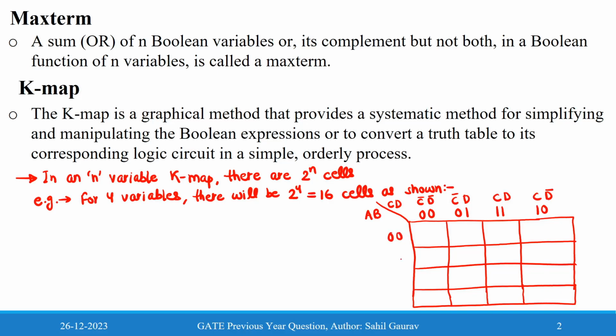Similarly for rows: 00, 01, 11, 10. Going from one row to the next, there should be a change in a single bit only, not in both bits. So it is A bar B bar, A bar B, A B, and A B bar. How many cells are present? 4 cross 4, that is 16 cells.